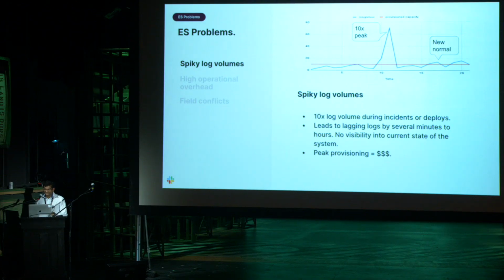So here are the problems we have with our Elasticsearch cluster. There are a lot of them. Elasticsearch is like death by 1,000 cuts, but we'll actually see 3 big problems with Elasticsearch. The first one is handling spiky log volumes. What happens is during deploys or incidents, we often get 10x the number of logs than we normally see. Sometimes we have control over this, sometimes we don't.